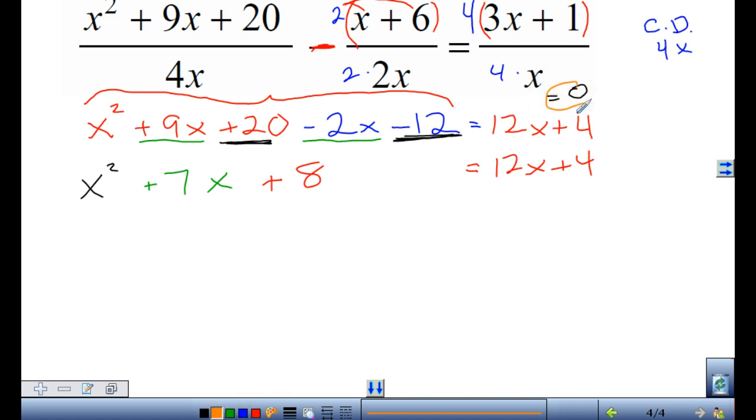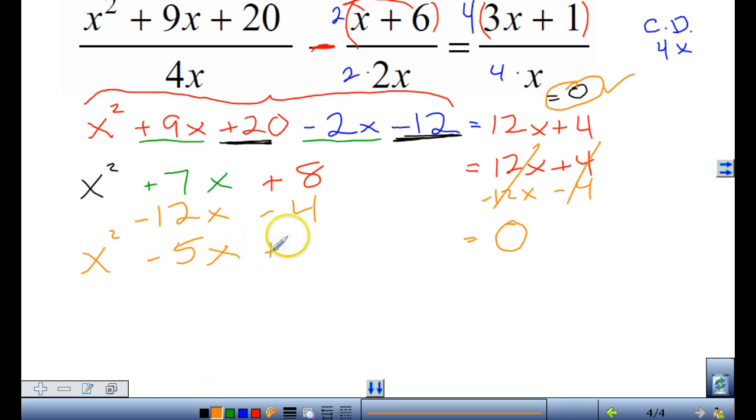And now, let's get the right side to 0. So subtract 12x. Remember, x's come from x's. If this was an x squared, I'd be subtracting it from the x squared. So keep them the same. Minus 4, minus 4. So now on the right-hand side, 12x minus 12x, 4 minus 4, I've got that equal to 0. x squared minus 5x plus 4 equals 0. And finish it up.